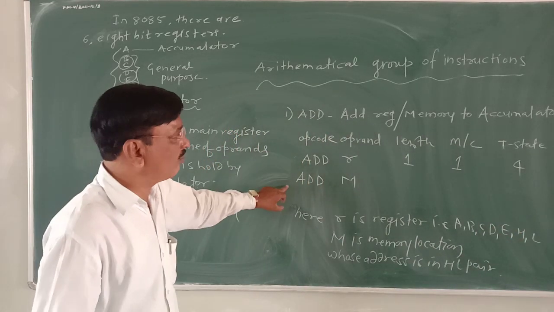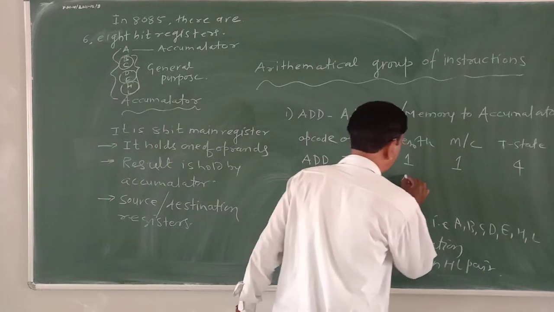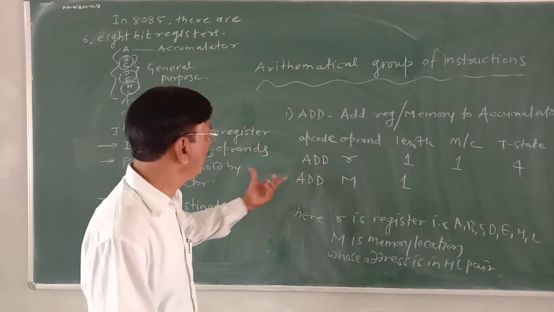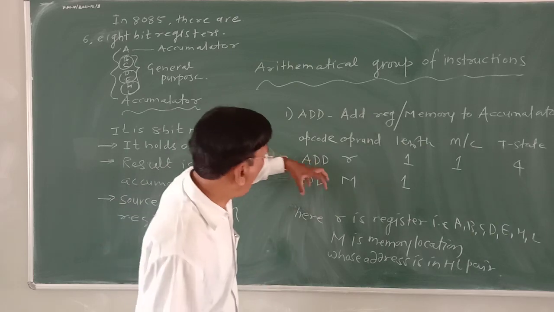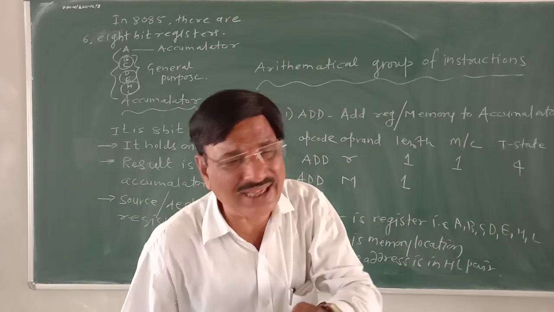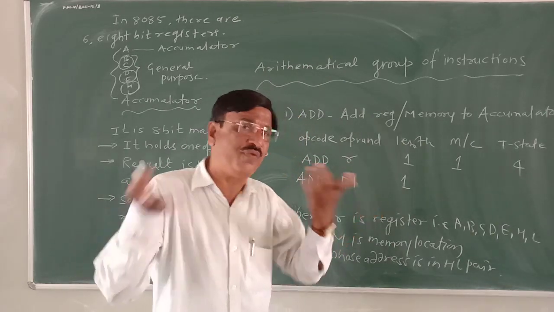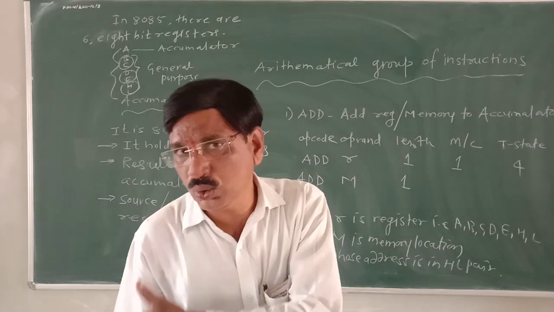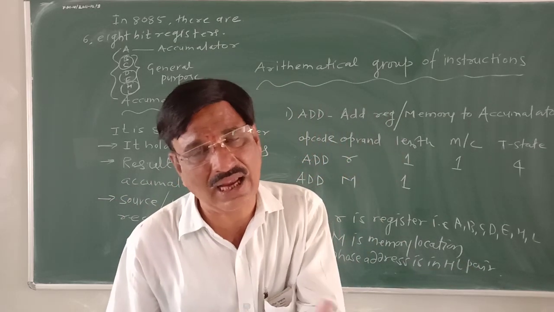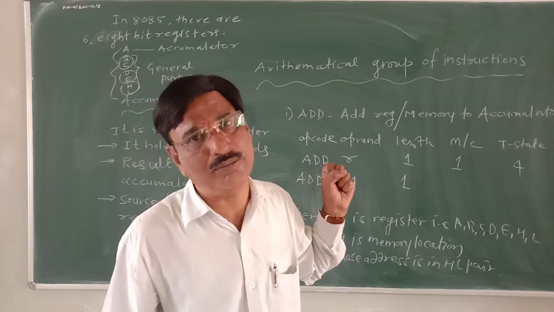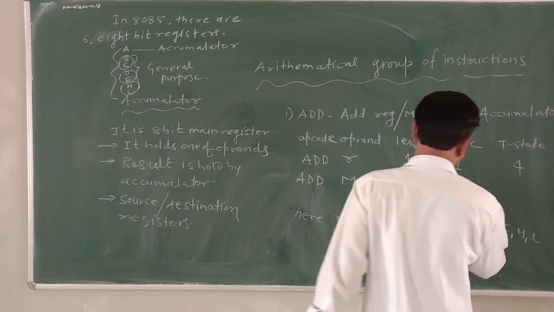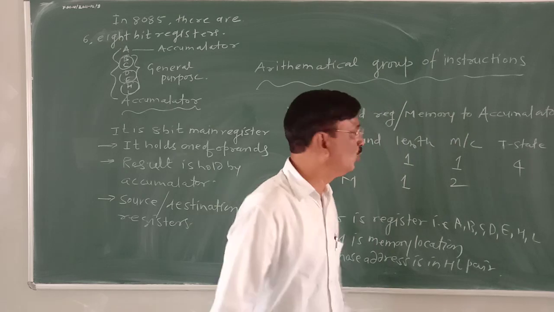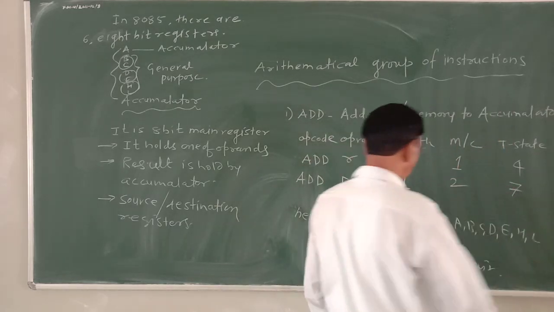So add here. This is also length 1 if you find the machine code. But when the opcode is fetched, it knows that it has to add the content of a memory location. Which memory location? Whose address is in the HL pair. So it will go to the HL pair, ask for the address, and the data will be taken from that memory location. Thus the number of machine cycles will be 2 and T states will be 7.